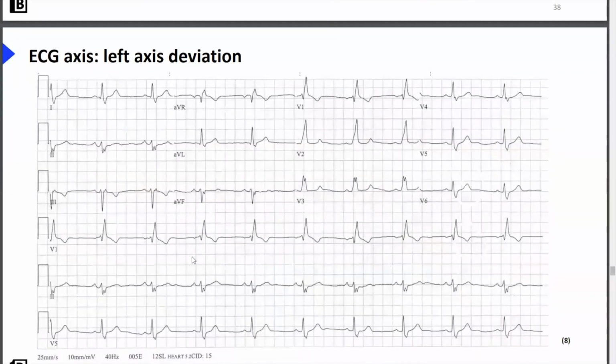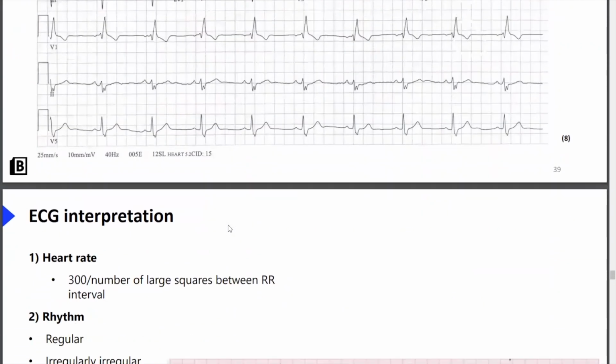And this is what left axis deviation looks like. Remember, forget everything, forget angles, it's not important. I've never been asked an angle in my life with regards to the cardiac axis. Dummies guide to axis, look at leads 1 and AVF. Okay, lead 1 is pointing up, AVF is pointing down. They are leaving each other. Leaving, therefore, must be left. Simple. Don't make it complicated.